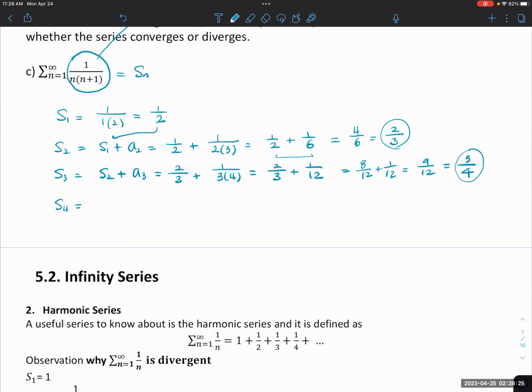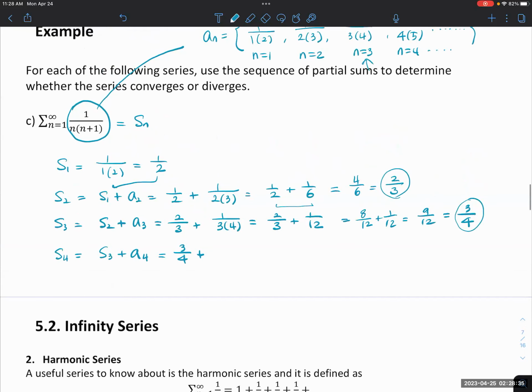S₄, one more. S₃ plus a₄, correct? S₃ we already have, 3 over 4. a₄ is 1 over 4 times 5. So 3 over 4 plus 1 over 20. If you sum them, I get 4 over 5. So this is S₄. S₁, S₂, S₃, S₄ are all the summations of each term.